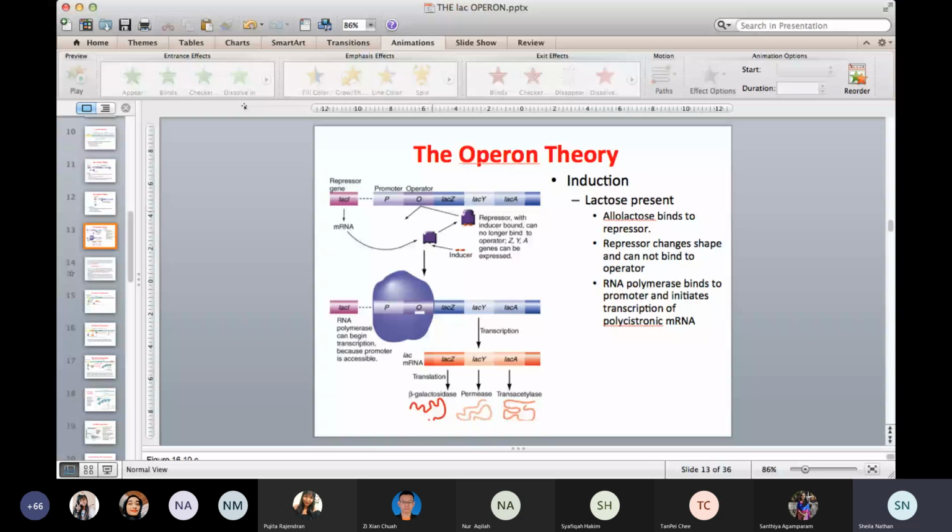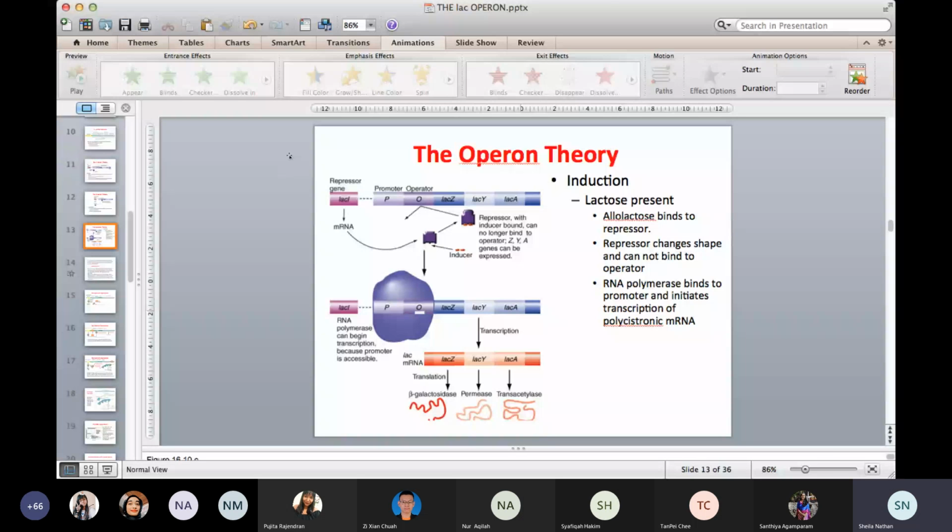So when there is no repressor molecule sitting at the operator, the promoter is now free and open for RNA polymerase to come and bind. When RNA polymerase binds to the promoter, it will switch on transcription of Lac Z, Lac Y, and Lac A. Lac Z, when it's transcribed and translated, will produce beta-galactosidase. Lac Y will produce permease. And Lac A will produce trans-acetylase.